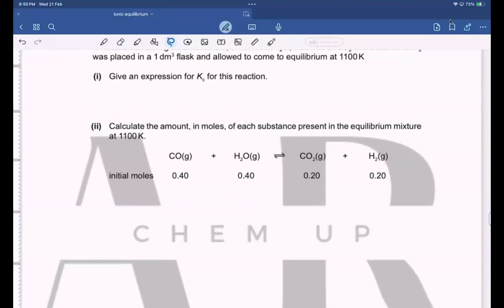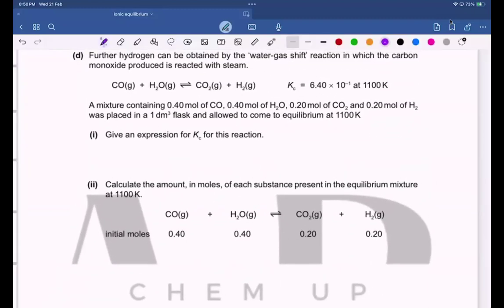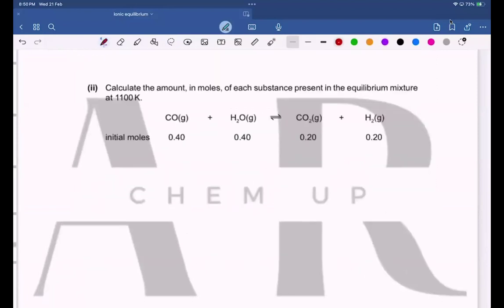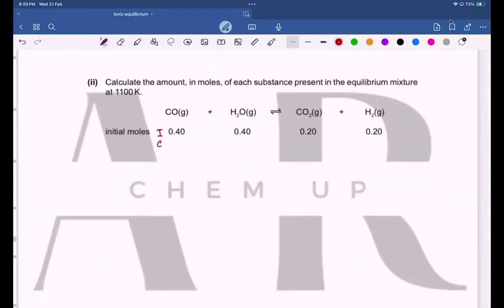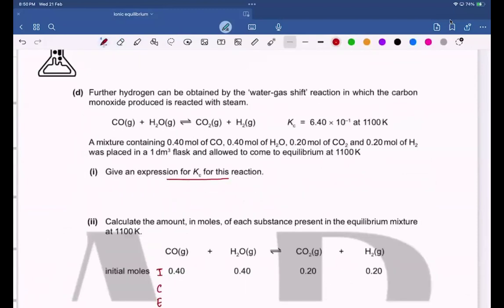Okay. Now have a look. Here again, we have to find the moles at equilibrium, and we don't know moles at equilibrium. So what we will do, we will make an ICE table over here. But before that, in the first part, they have asked you to write the expression for Kc. And see over here, the Kc value is already given to you.